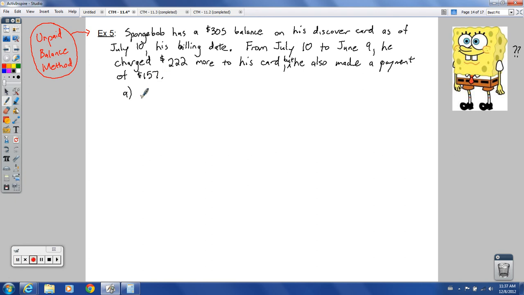Okay, part A. Find the finance charge due on June 10 using the unpaid balance method. Unpaid balance method.